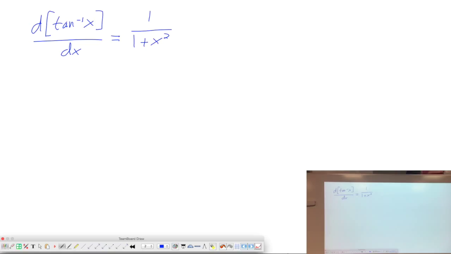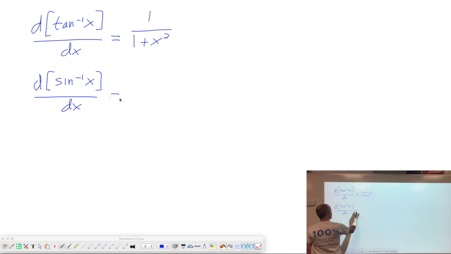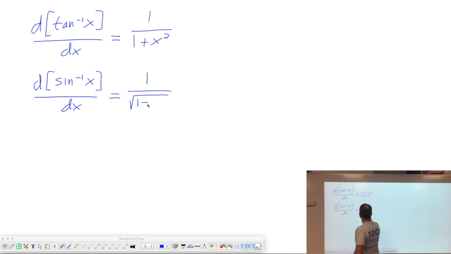And they are that if you have the derivative of inverse sine of x, that is, and I just want to make sure I write it correctly. This book uses slightly different notation. Okay, that will be 1 over the square root of 1 minus x squared.